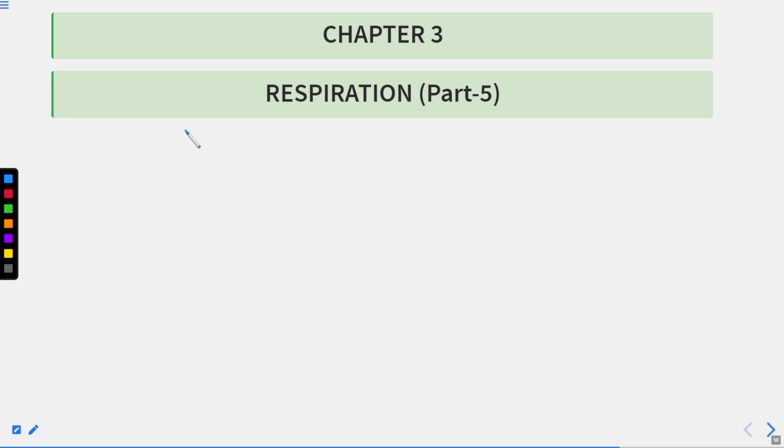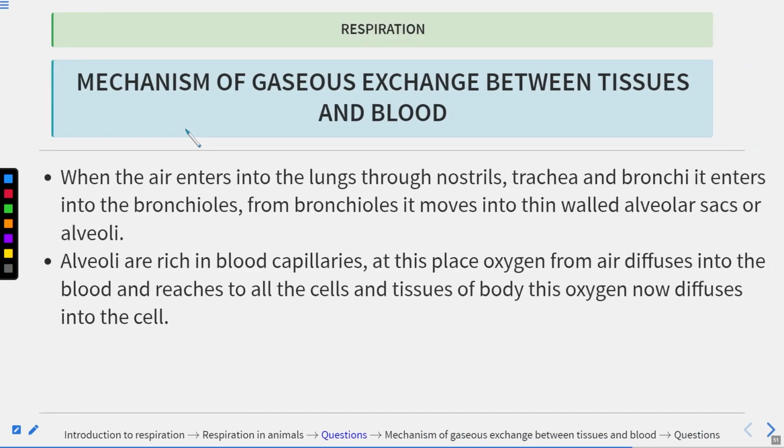In this session we'll be studying the mechanism of gaseous exchange between the tissue and the blood. How does gas exchange take place between the tissue and the blood? This is known as internal respiration. So what happens in internal respiration? Or let's start with the external respiration first.